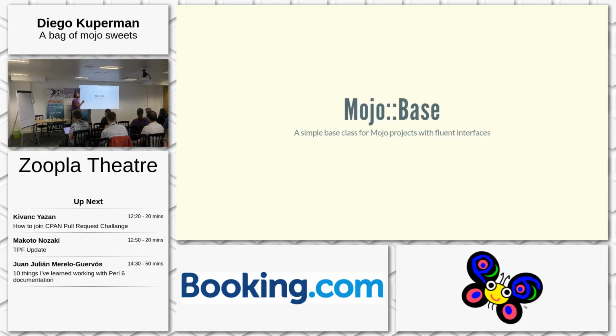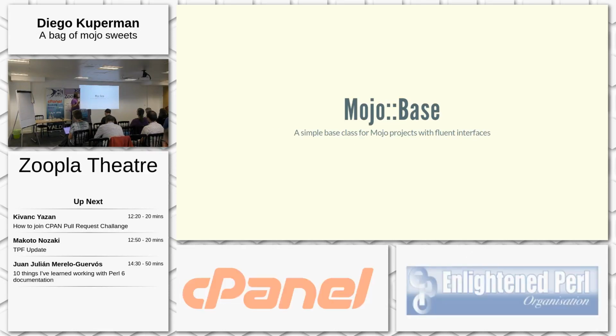So we'll start with the base. And Mojo::Base is a base class for Mojolicious projects. And it has some really important things, fluent interfaces. We will see through examples what fluent interfaces mean.